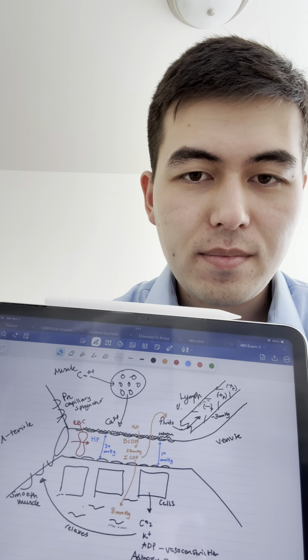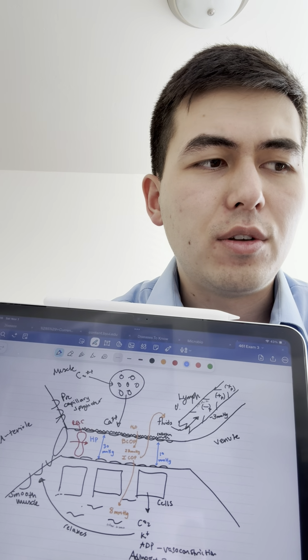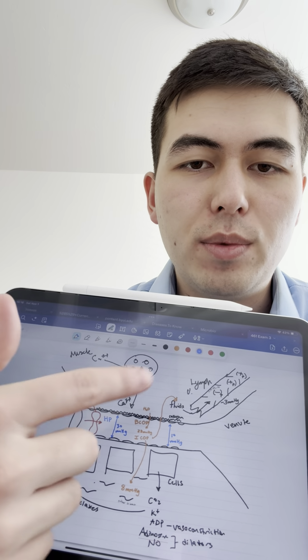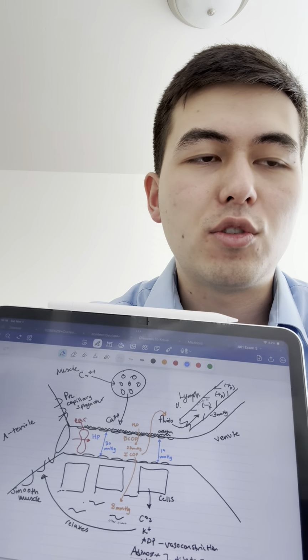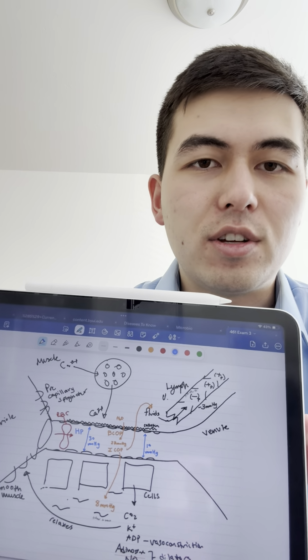edema. Or let's say you have a liver problem and it's not able to create albumin, causing BCOP to not function normally, and then you can see where this is going.